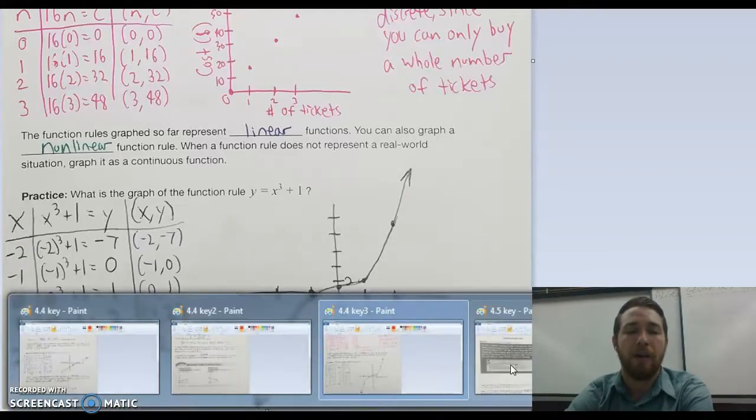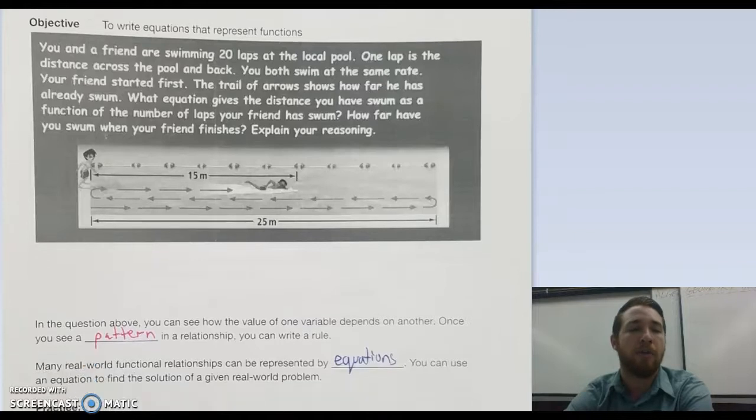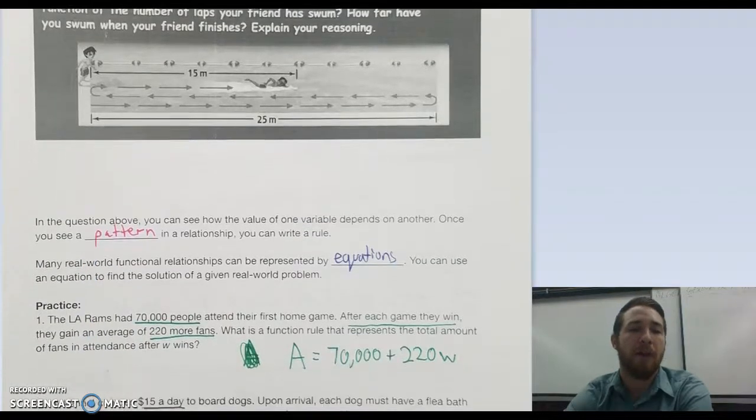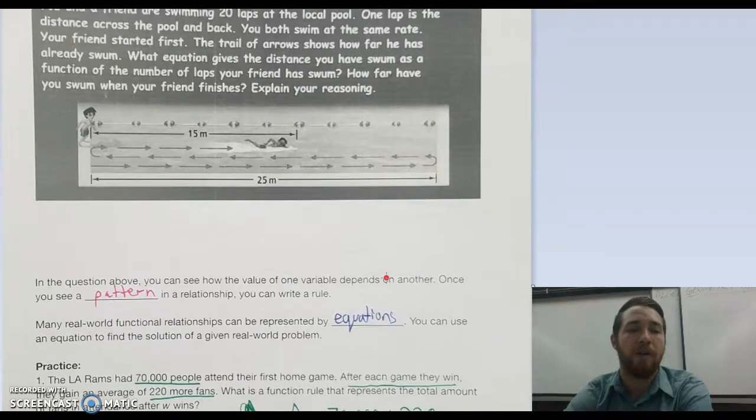And extending on that a little bit with 4.5, now we're working more about writing those function rules, not graphing them. So in our first question, again, we might solve that together in class. You can see how the value of one variable depends on the other. So we've been working with those relations before. Once we see any kind of pattern, we can write a rule. And we've been doing this a little bit already. Many real-world functional relationships can be represented by equations. And we can use those equations to find the solutions if we're given a real-life problem.